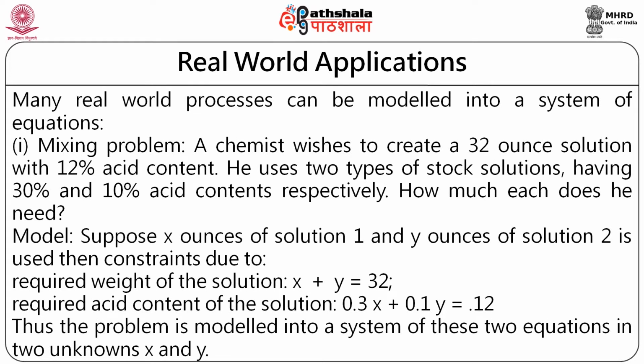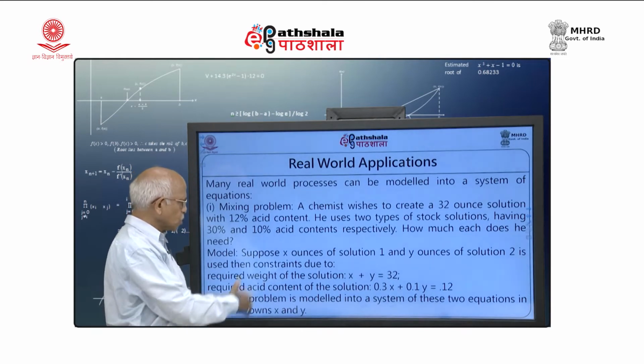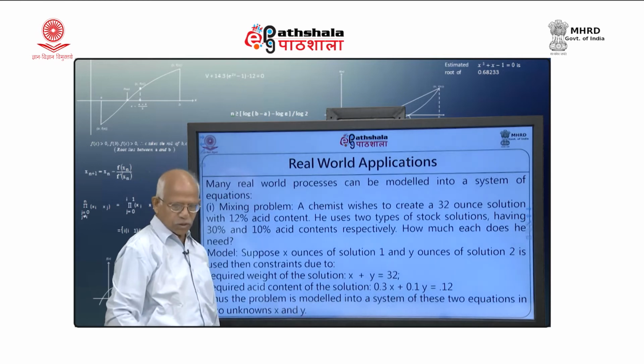Let x be the ounces of solution 1 used and y the ounces of solution 2 used. Then the constraint due to the requirement of the quantity will be: the total weight is x plus y, and that x plus y should be 32 ounces. That is the first requirement. The second requirement is acid content, because the acid content in the first is 30%. So, I will get 0.3 times x acid from solution 1, and 0.1 times y acid from solution 2, and their sum should be 0.12 times 32, because I want 12% acid content. So, I get this system of 2 equations in 2 unknowns. That is how, if I solve this system, I get the solution of the original problem.